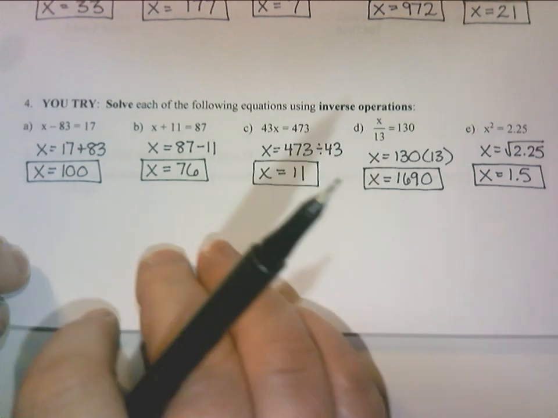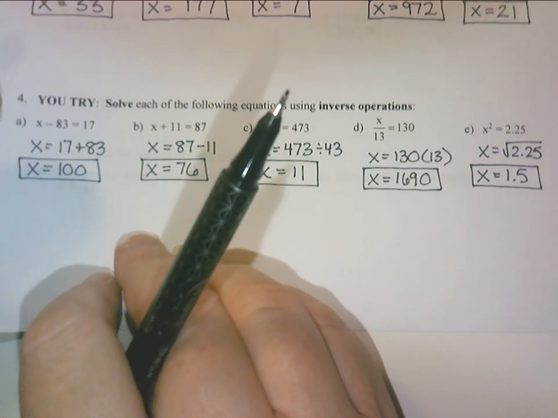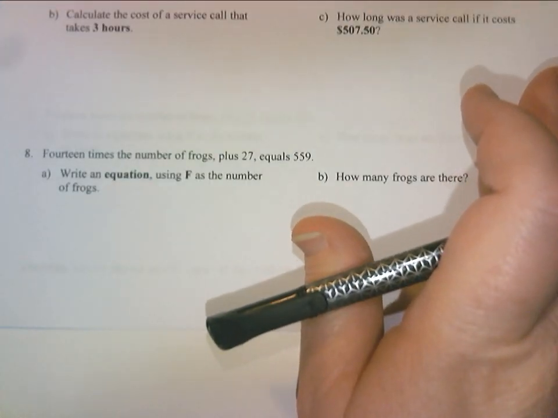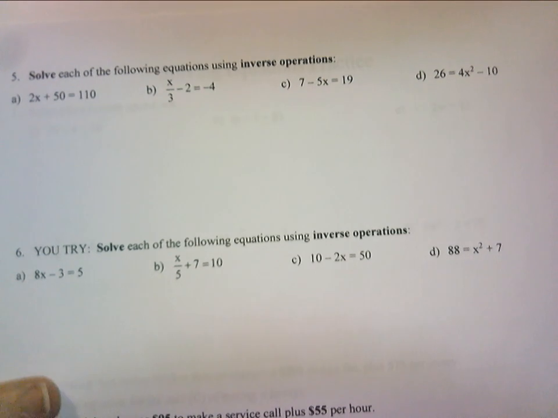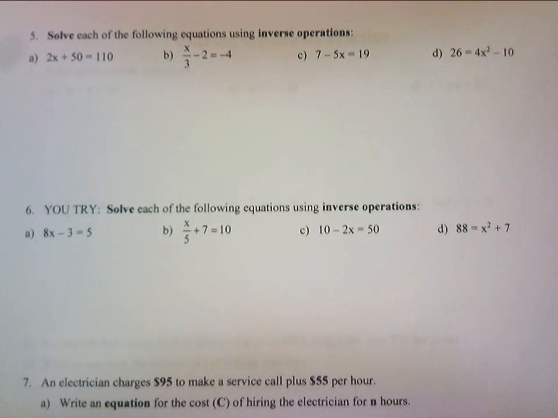Okay, we're going to take a look at question number 5. These questions involve more than one operation. So we need to make sure that we're answering them in the correct order.